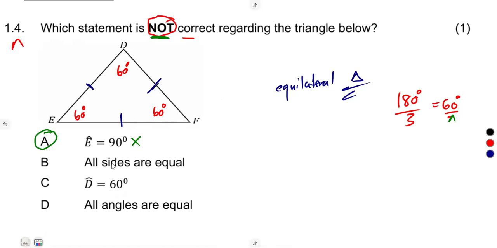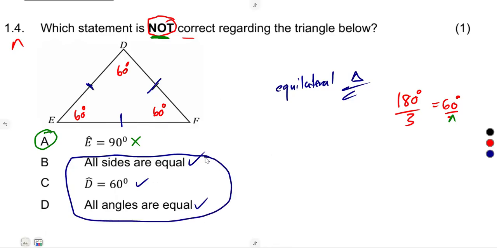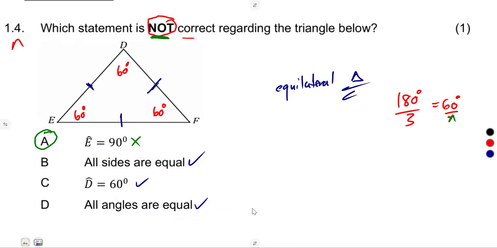All sides are equal. It's an equilateral. As we are given these lines, it shows that all the sides are equal. Angle D is 60 degrees. Truly, angle D is 60 degrees. All angles are equal. So these properties, they are very true as we are referring to the triangle that we are given below, which is an equilateral triangle. But the first statement is not correct. So A is not correct.